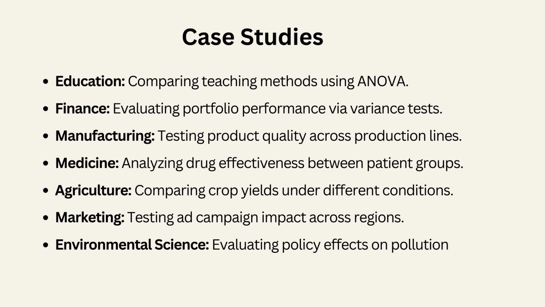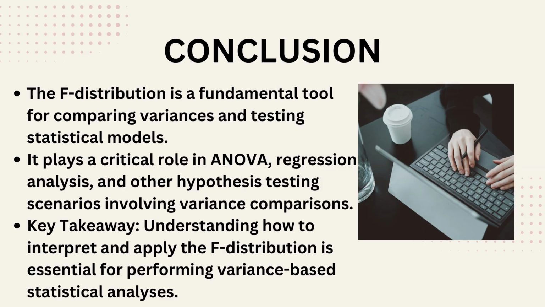Now, let's move toward the conclusion. To conclude, the F distribution is a vital tool in hypothesis testing, especially when we need to compare the variances of two or more groups. Its application in tests like ANOVA and regression analysis makes it a core component of many statistical methods. Understanding the F distribution allows us to make more informed decisions about whether observed differences in data are statistically significant.